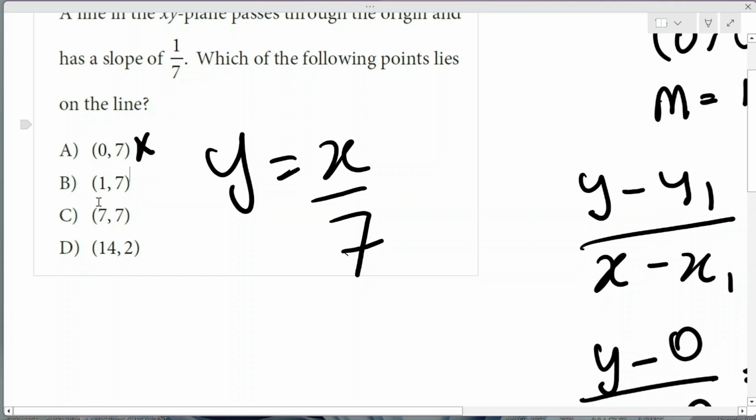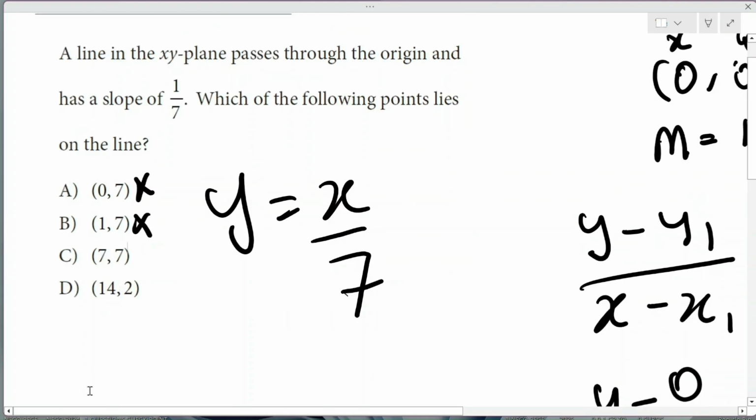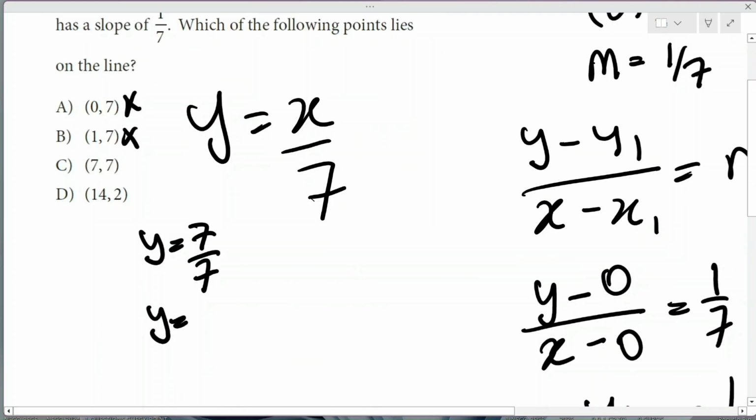We try the second one, which is when x is 1, will y be 7? So we have y equals, when x is 1, you have 1/7. So when x is 1, y is 1/7. Y is not 7. B doesn't work either. We go for C, which is when x is 7, y is 7. So you have y equals, since your x is taken to be 7, that's 7/7. Y equals 7 divided by 7. 7 divided by 7 is 1. So when x is 7, y is not 7. Y is 1. This is also wrong.